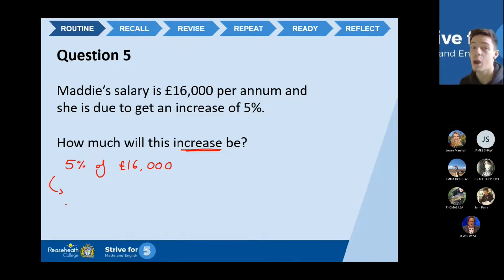Waiting for you guys. I know there's a lot of pressure on you guys because there's a lot of students on work experience, but yeah, find 10%. I always think finding 10% is a really good place to start.